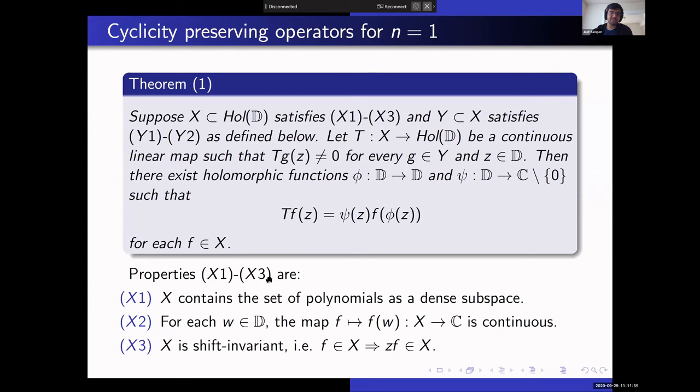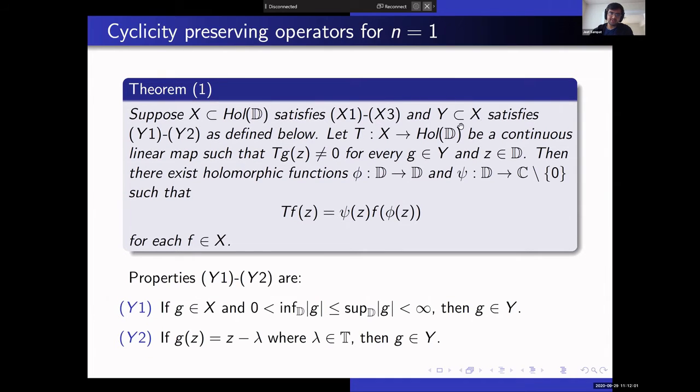So if your space X satisfies these three properties, and you have a subset Y of X which satisfies the following two properties: if g is an element of X which is bounded above and below, then g belongs to Y, and all these affine maps where lambda is inside of the unit circle also belong to Y. So you have a specific set of functions in X. Okay, go back to the theorem statement.